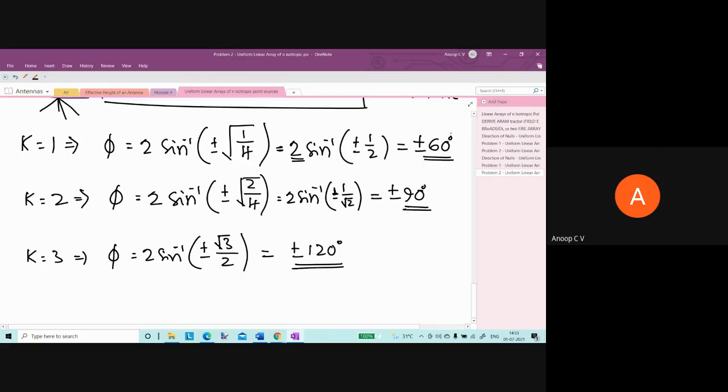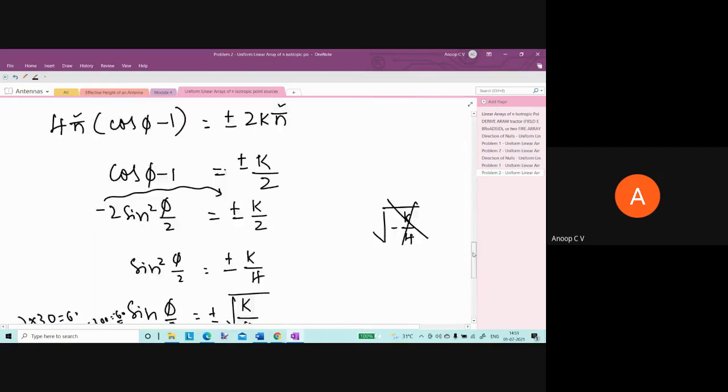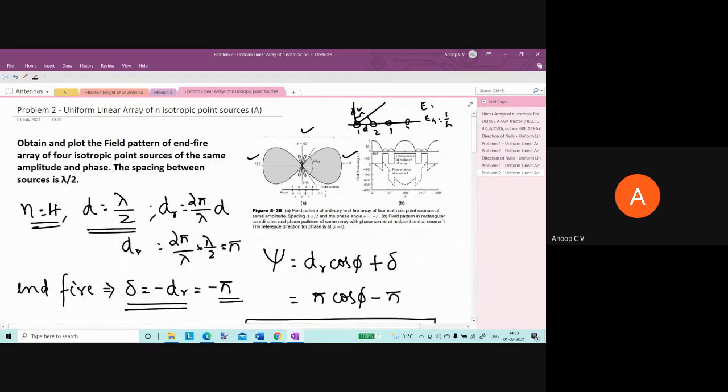So we have nulls along plus or minus 60, plus or minus 90, and plus or minus 120. So we have 6 nulls, and 6 nulls is what we want. If n is equal to 4, in any direction there will be 4 lobes and 3 nulls. We got 60, 90, 120, minus 60, minus 90, minus 120. So that is going to be correct. We got all the things we needed.